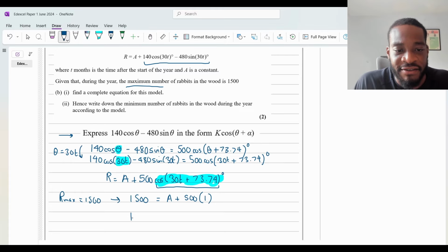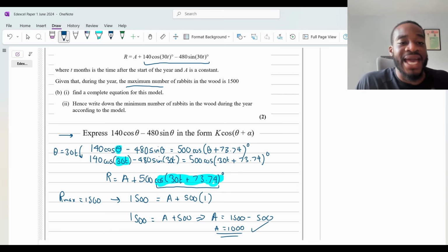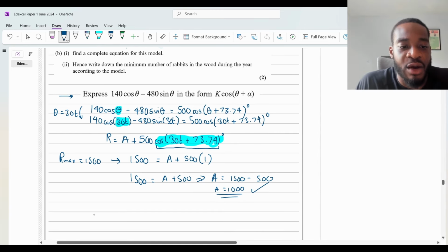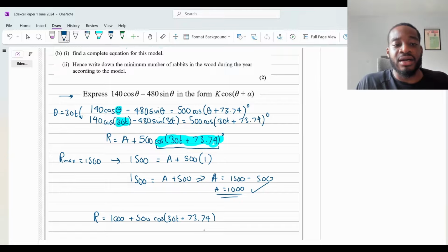So we can say that 1500 must equal A plus 500. And in turn, that must mean that A is equal to 1500 minus 500, which means that A is equal to 1000. So A is equal to 1000, and that means that our complete model is R equal to 1000 plus 500 cosine of 30t plus 73.74. And that is it. That is part I.